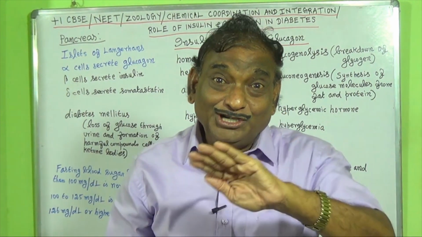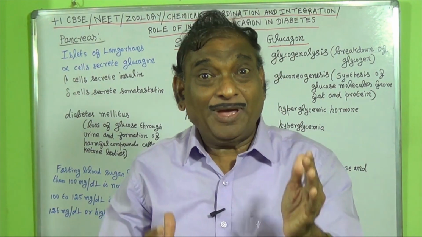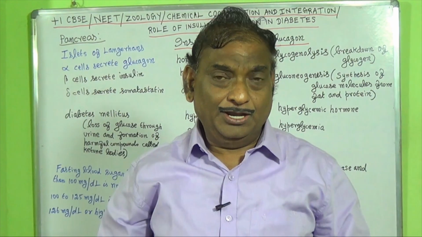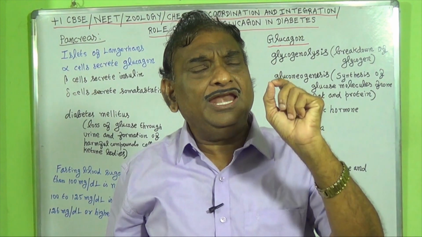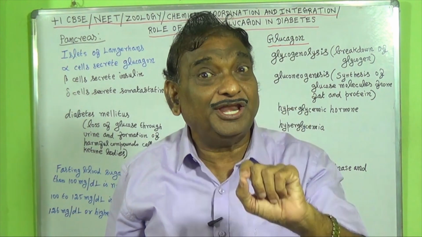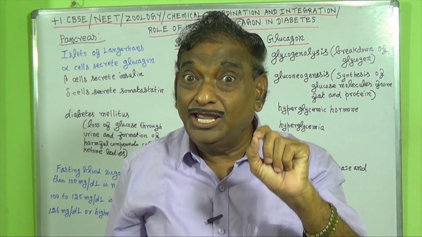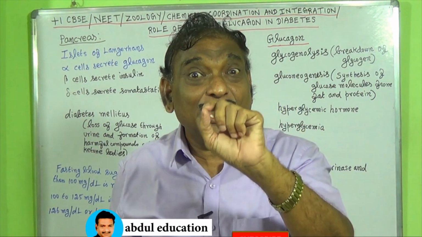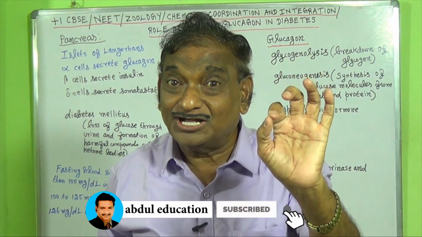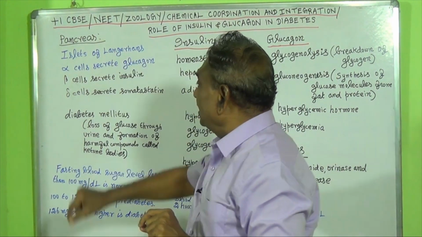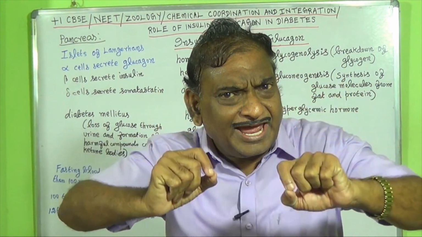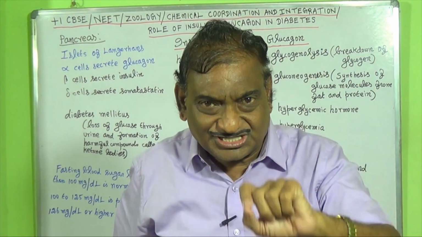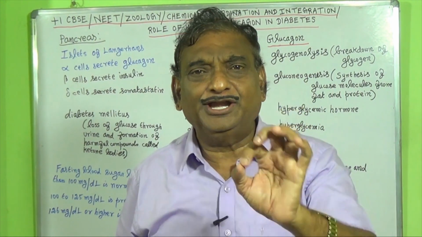As an endocrine gland, the pancreas contains islets of Langerhans. Do you know how many islets of Langerhans are present in the pancreas? Nearly 1 to 2 million islets of Langerhans are present in the pancreas. What are these islets of Langerhans? Islets of Langerhans are pancreatic cells secreting insulin and glucagon.